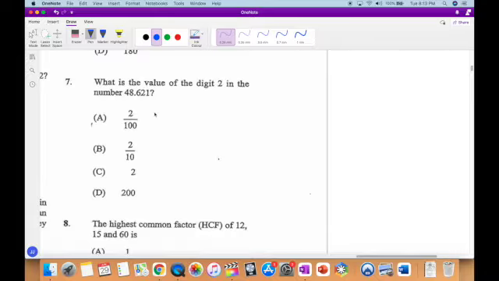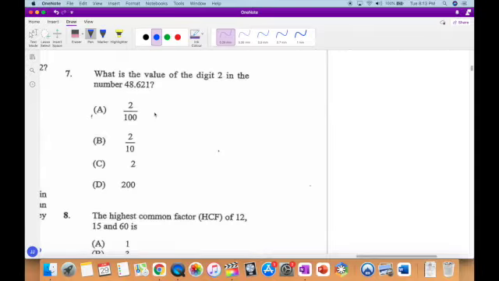What is the value of the digit 2 in this number? Well, we can see here that we put a 1, 0, 0, so that is 200th.